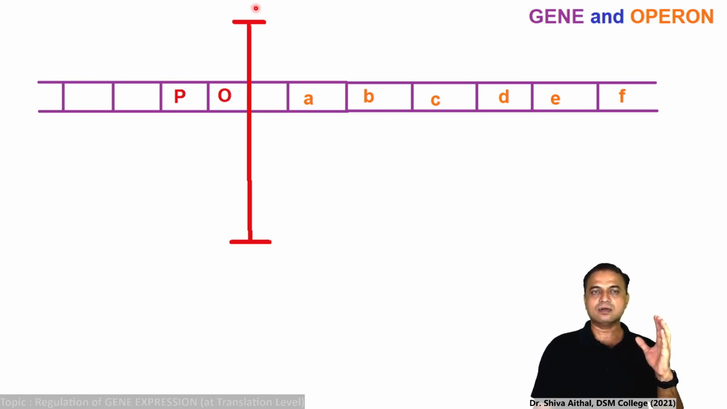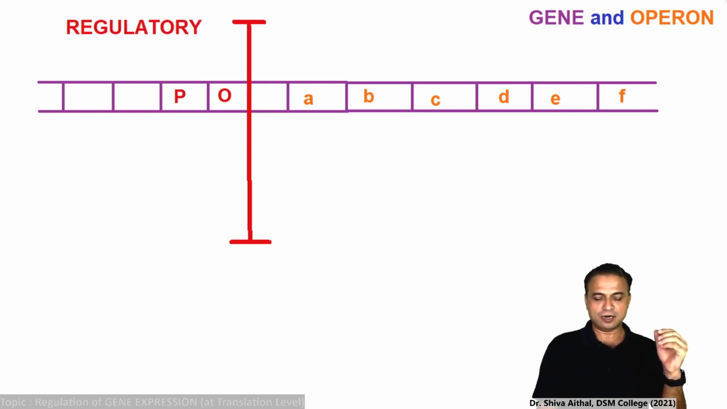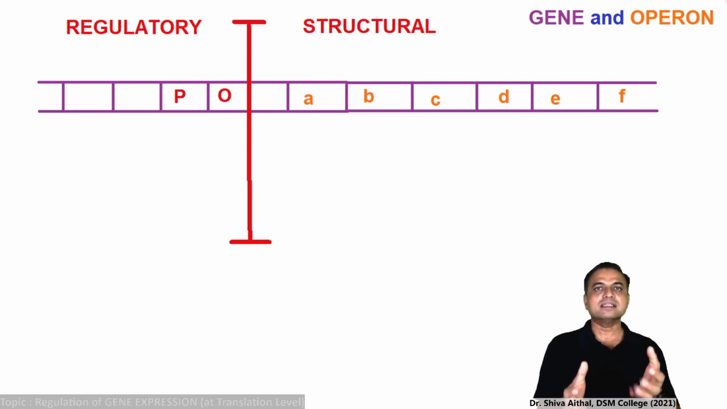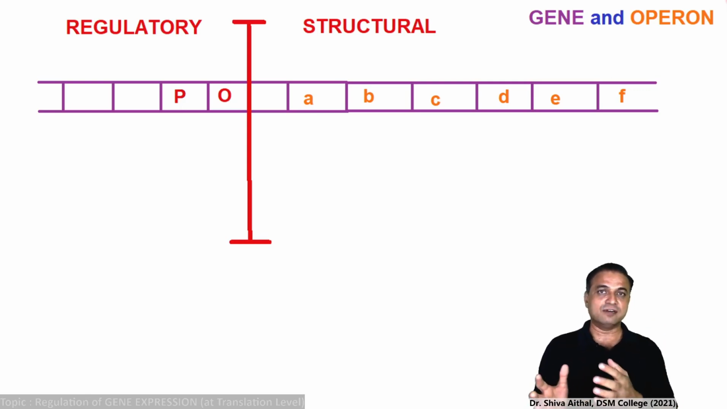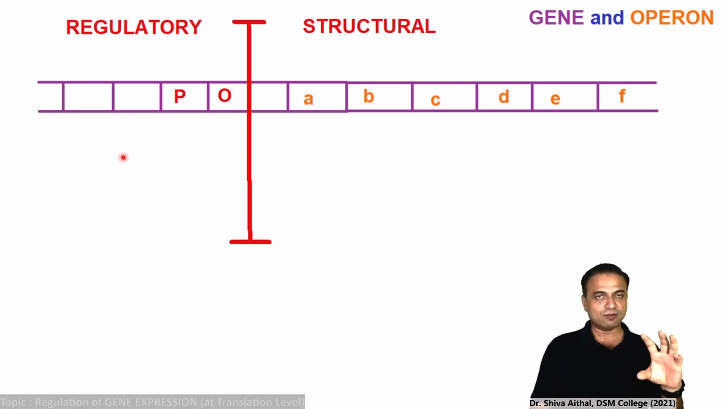Now this red mark here is the boundary, which differentiates a gene into two distinct parts. On the left you have a regulatory gene and on the right you have a structural gene. Structural genes are those genes which are responsible for the actual enzymes in action, that is the actual proteins which are needed for metabolism. And these regulatory genes may or may not produce proteins, but they are the site for acting of the proteins, and these are the points where the regulation takes place in the operon system.